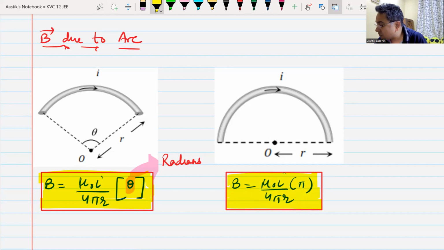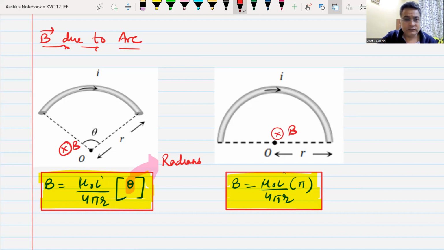How do I get the direction of the magnetic field? Again, that right-hand thumb rule. You turn your fingers in the direction of the current, like this, and then you get the direction of the magnetic field. Whenever you see clockwise current, the field is inside. Clockwise current is inside. Do we understand this? Yes or no? Yes, sir.